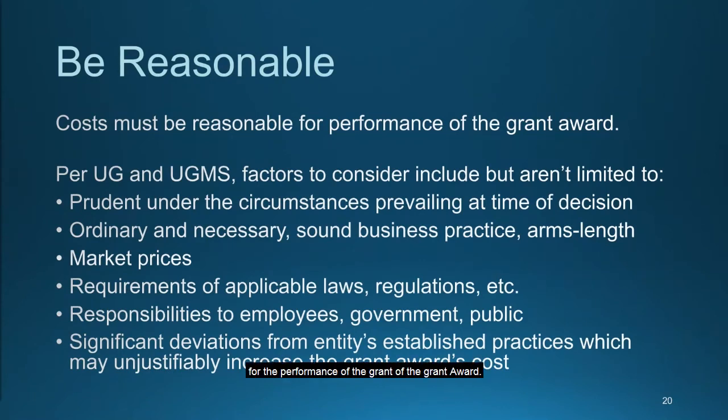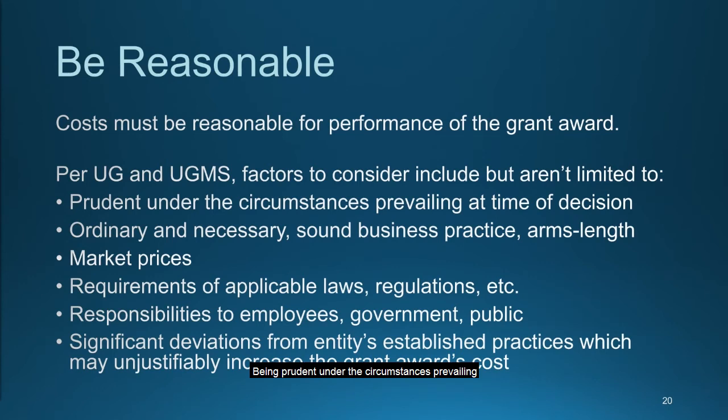Costs must be reasonable for the performance of the grant award. UG and UGMs are nice. They do give us some criteria to think about when we think about whether a cost is reasonable. Necessary and reasonable often go hand in hand. We often think about the two together. So these are some of the criteria that UG and UGMs list for us to consider. There are others as well. I picked out the high points. It also talks in a little more detail about reasonable costs, so definitely something to check out if this is something you're having to think about.